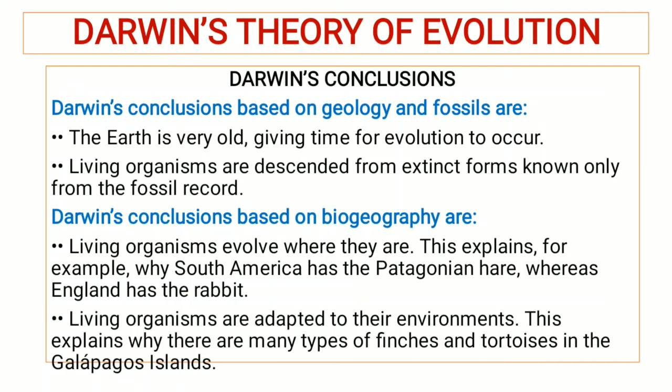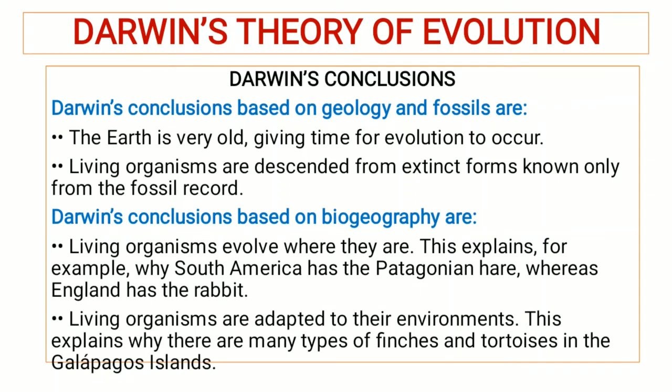So the living forms that existed at that time or today are the result of the various evolutionary forces that acted upon these organisms and their ancestors as well. So these are descended from their ancestors. Living organisms are descended from extinct forms known only through the fossil record.